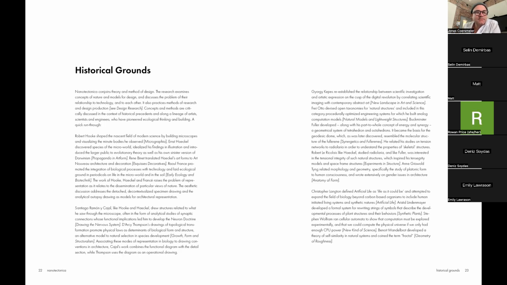D'Arcy Thompson's drawings of topological transformations promote physical laws as determinants of biological forms and structure, an alternative model to the natural selection of specimens developed in On Growth and Form and structuralism. That's always a reference to the main publication. Associating these models of representation in biology to drawing conventions in architecture, Cajal's work combines the functional diagram, the detailed section, while Thompson uses the diagram as an operational drawing.